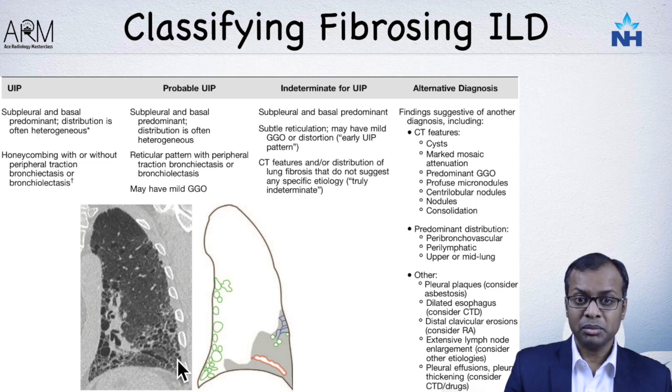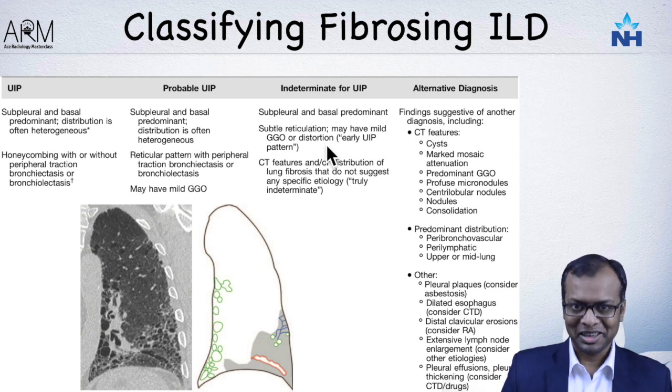Is there a subpleural distribution of reticulation and traction dilatation of bronchi with honeycombing? Then it is UIP. If you are seeing subpleural reticulation, traction dilatation of bronchi with an apico-basal gradient, but no honeycombing, then it is probable UIP. Something which is in between, where you may see subtle reticulation, a little bit of ground glass, then it is indeterminate for UIP.